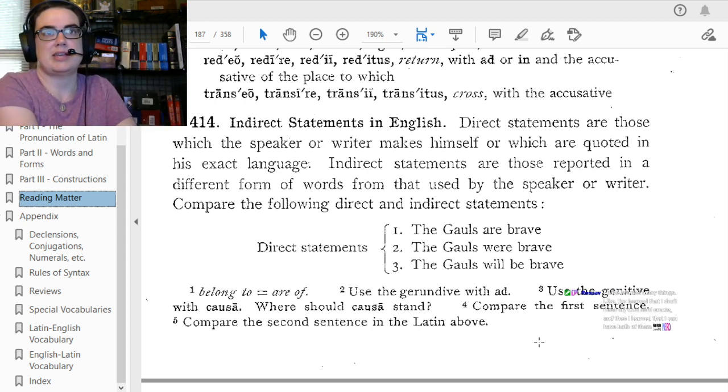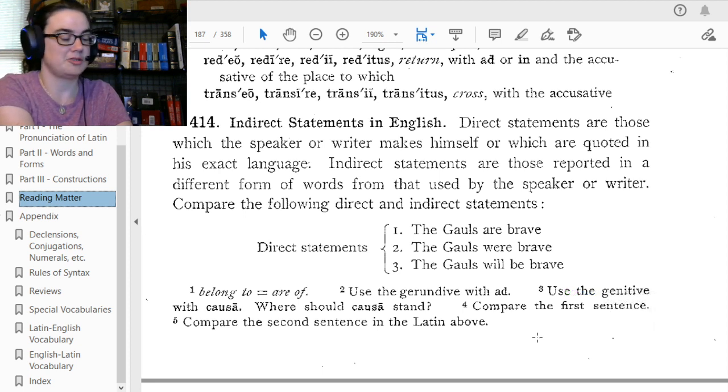All right, so last time we learned gerunds and gerundives. Gerundives are like adjectives. They get used in purpose clauses a lot. We also talked about the irregular verb eo. Not that exciting, but it's an irregular verb.